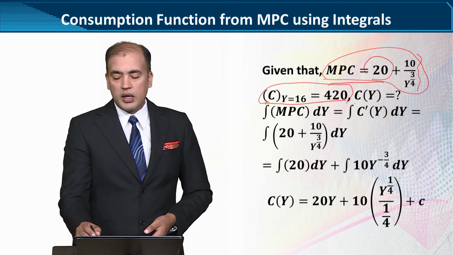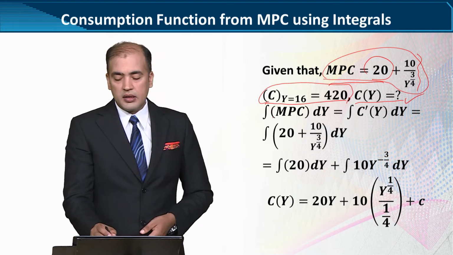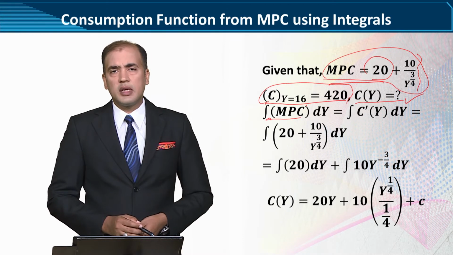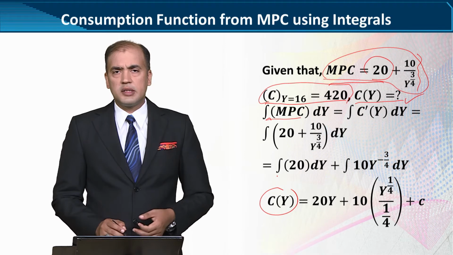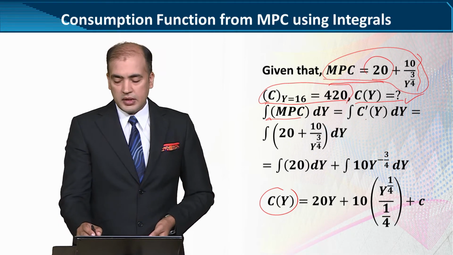Now what we are required to do is find out the consumption function. As I said earlier, if I integrate the marginal propensity to consume, I will get the consumption function, which is written on the left hand side. Rest is the solution on the right hand side that we will see.